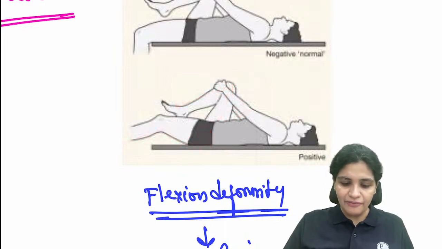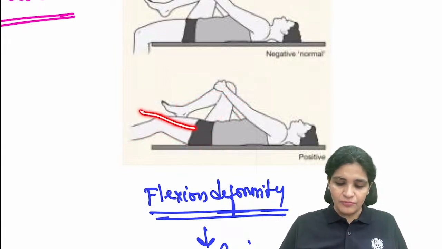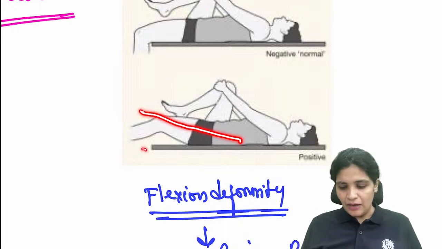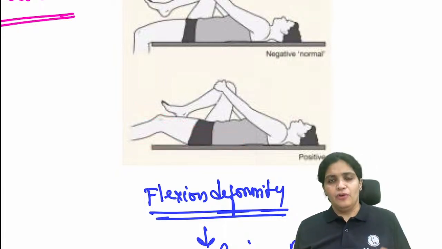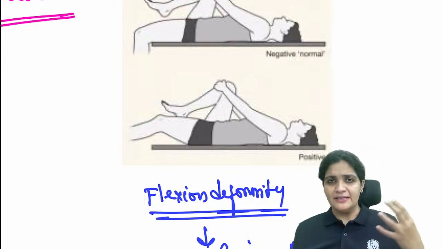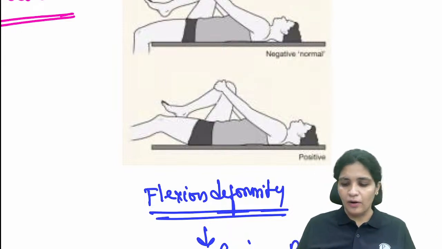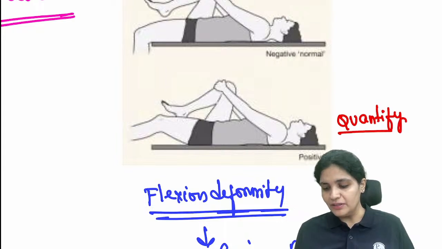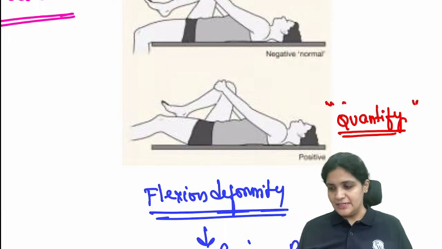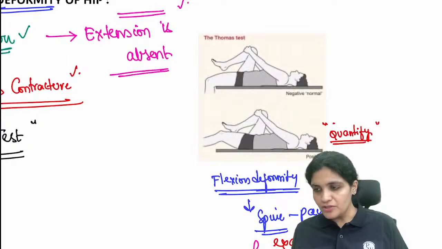And how do you quantify it? You take the angle between the long axis of the femur like this and the long axis of the couch. So this is the amount of flexion deformity. It could be 10 degrees, 20 degrees, 30 degrees. So you can even quantify the flexion deformity with the help of the Thomas test. Right? So that is the importance of the Thomas test.